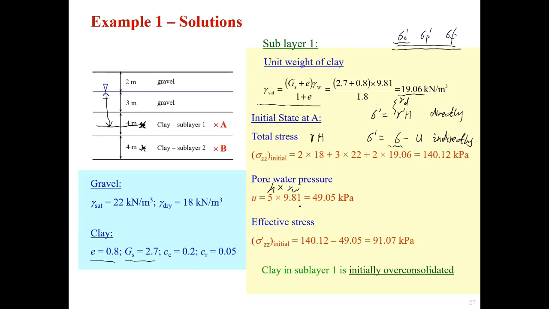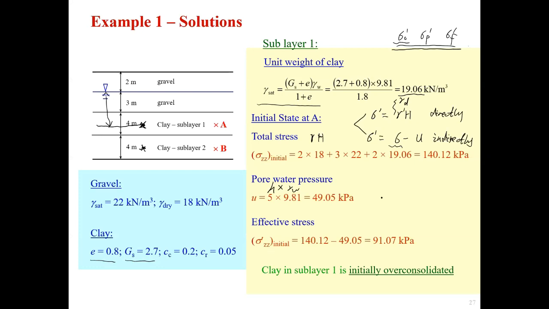So the pore water pressure is 49.05 kPa. And then the effective stress will be the difference of total stress and pore pressure, and we get 91.07 kPa. So that's the indirect way to work out the effective stress. But we can also do it in the direct way. Then you realize they end up with the same answer.